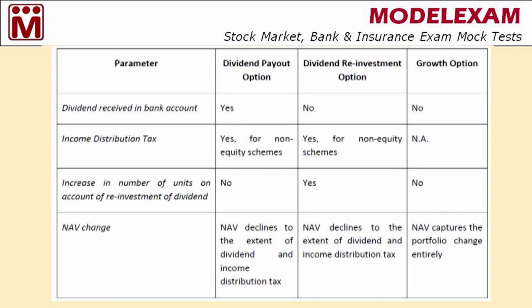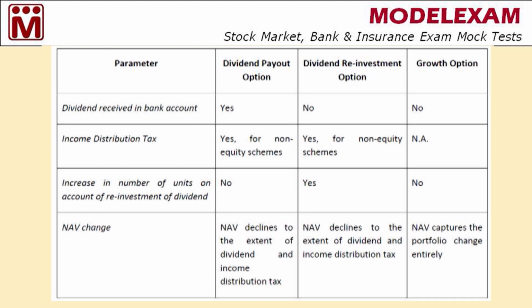See here, this tabular column will explain the different options we have. We have dividend payout option, dividend reinvestment option, and growth option. So, what is the difference between these three? Let us see dividend plan first. Dividend has two types, dividend payout and dividend reinvestment. First of all, what is dividend? Dividend is nothing but a portion of profit. Dividend is a part of profit.